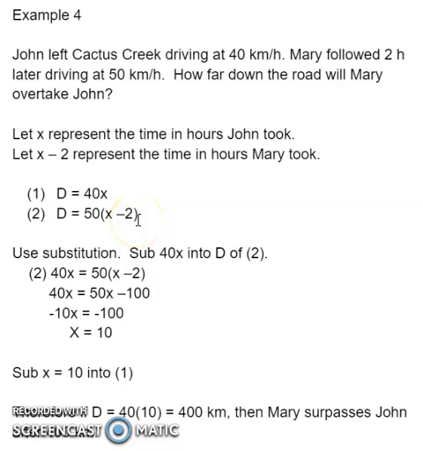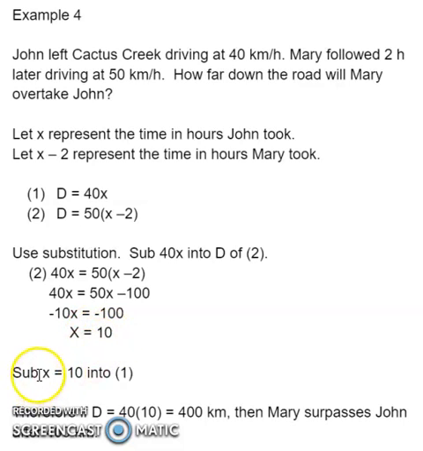And now we can use the substitution principle. We can equate 40x with 50 bracket x minus 2. So we substitute 40x into the d of equation number 2, and we get 40x is equal to 50 times x minus 2. I have distributed 50 to the contents of the bracket, so 50x minus 100 is equal to 40x. I subtract both sides by 50x to yield negative 10x is equal to 100. I divide both sides by negative 10, which yields x equals 10.